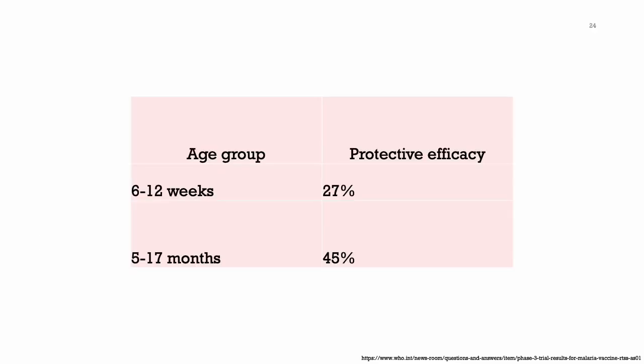This is data pulled from the phase 3 trial of the malaria vaccine. In infants 6 to 12 weeks, we see a protective efficacy of 27%. In children 5 to 17 months, the efficacy jumps to 45%.